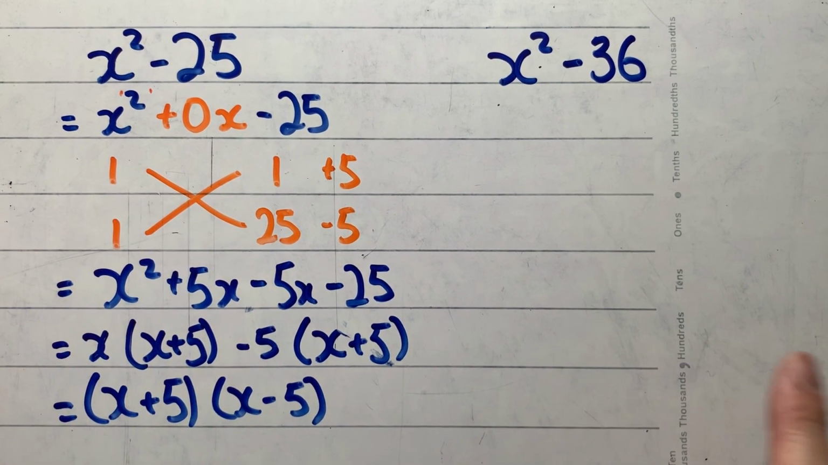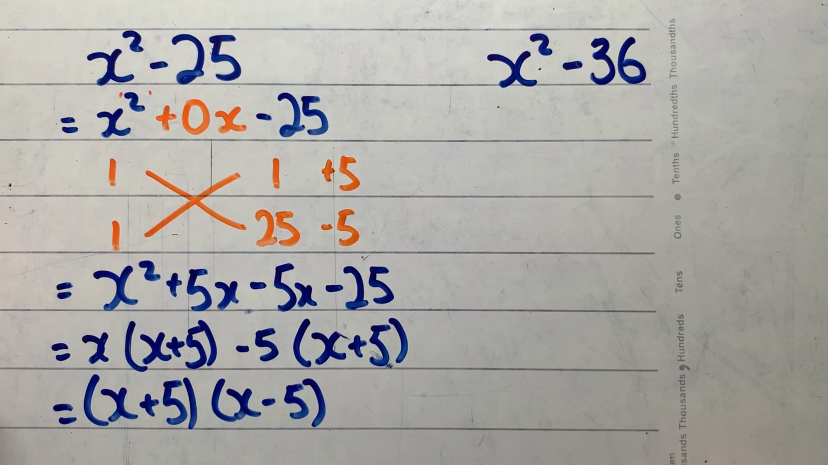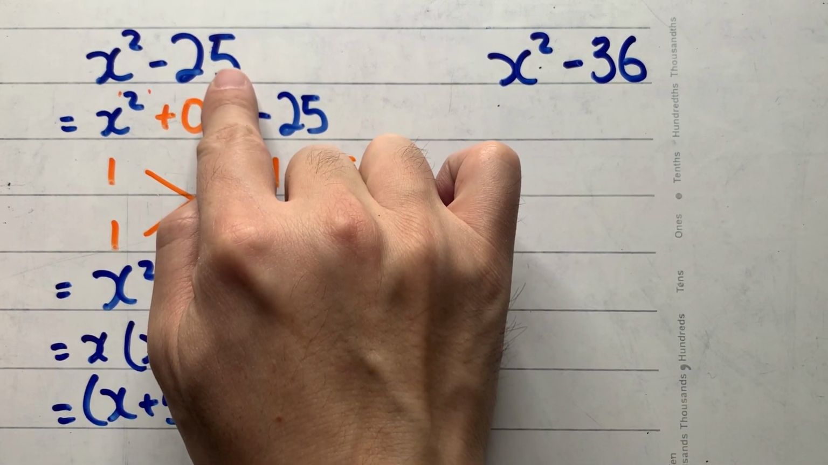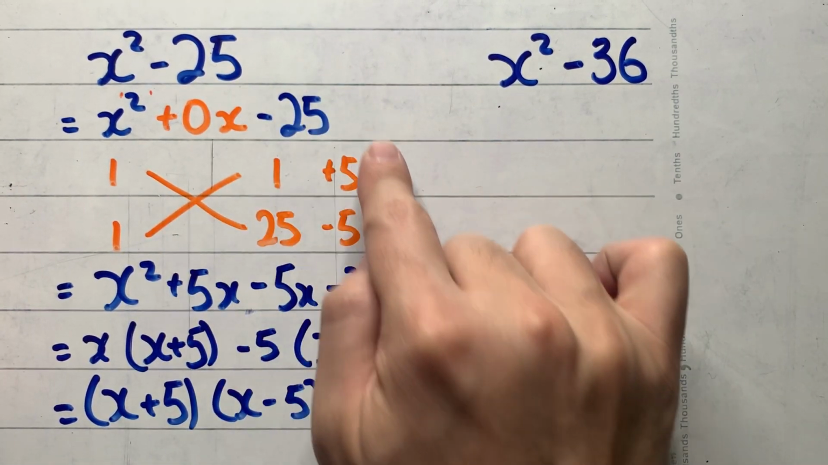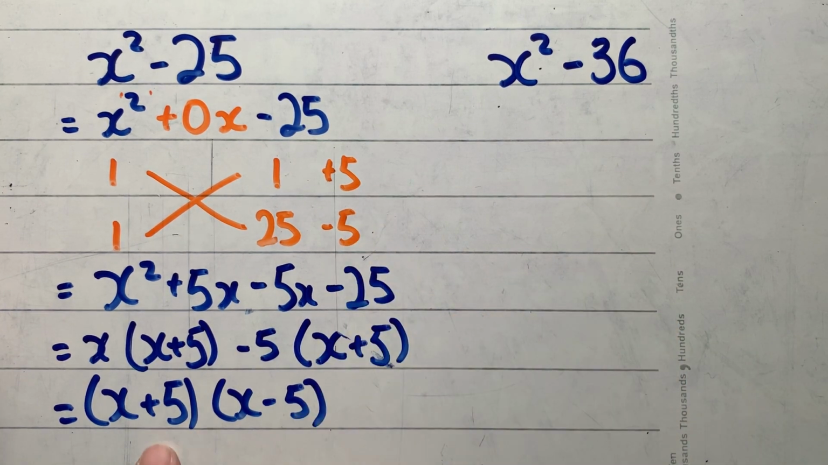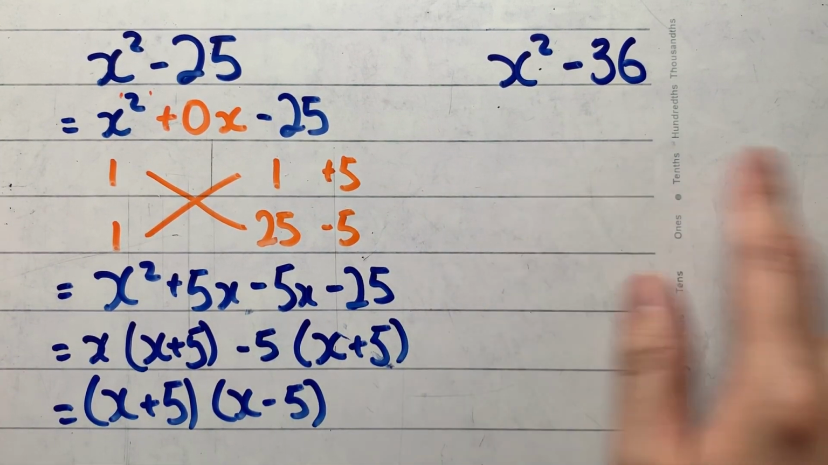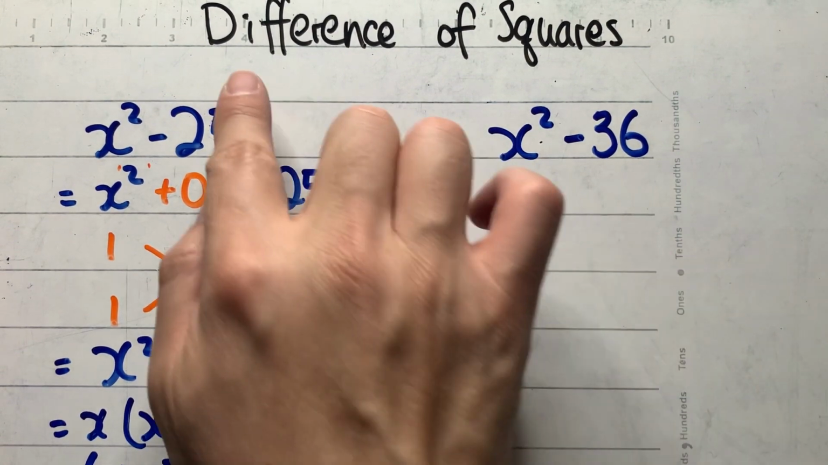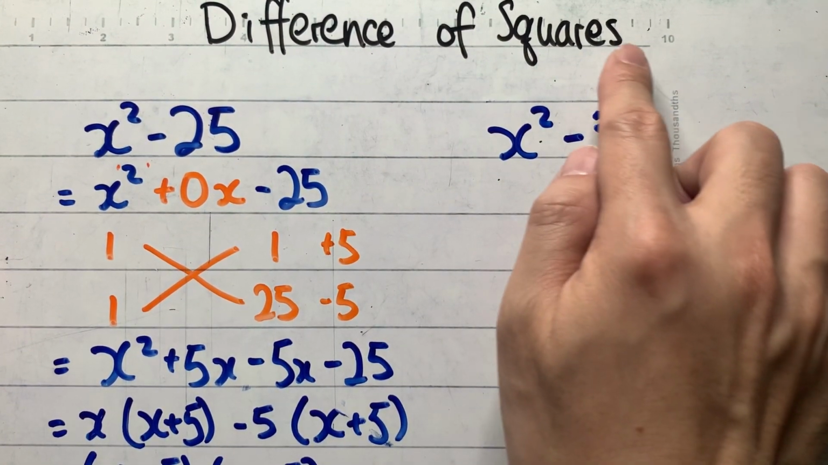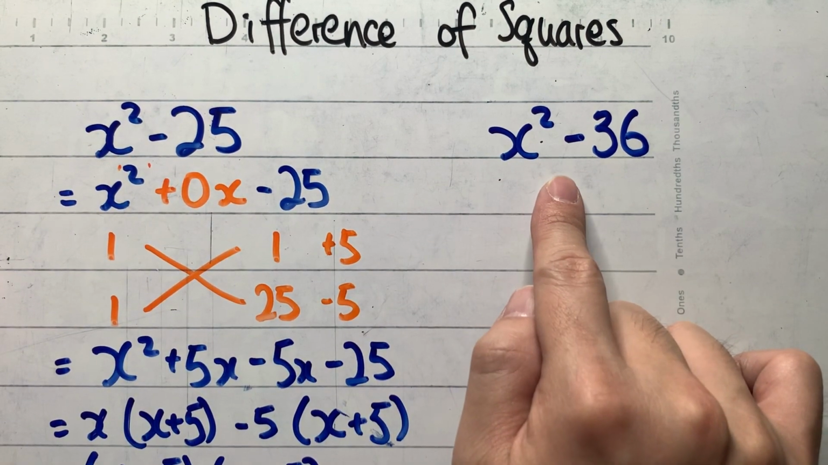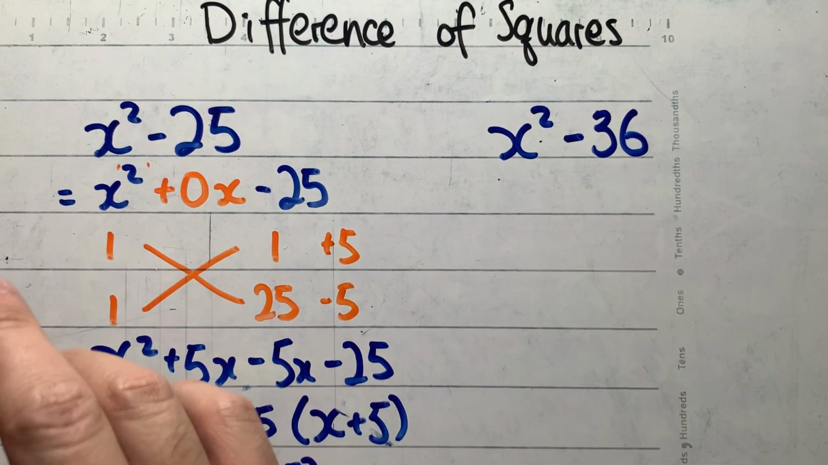Well, there is a special name for this kind of factoring because the number 25 is 5 squared. And when you finish factoring, you get the square root of 25, the 5 here. We call this the difference of squares. 2 squares, yes, because this is x squared as well, just like this one. So this is another one.